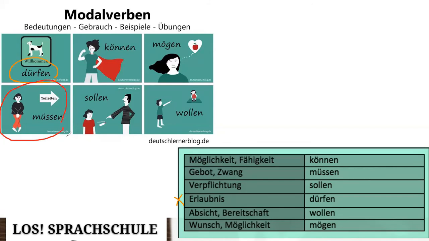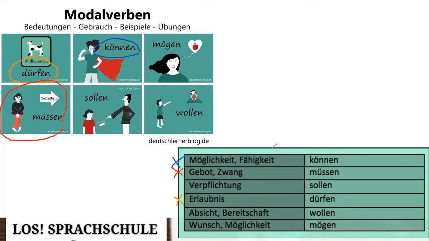Müssen, to must, you have to do something. Here we have Gebot, which means like a rule, an order, a higher order. And the second one is an urge to do something. In this case, the urge to go to the bathroom is, of course, something you must do, or else you will have an accident. Müssen, an urge or a rule.